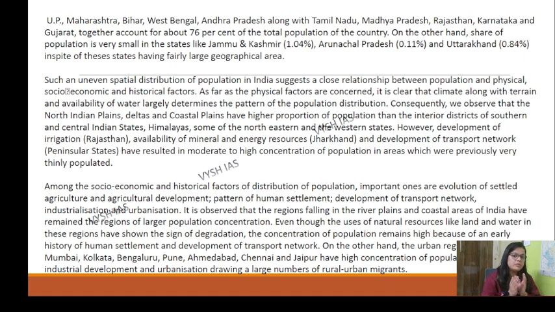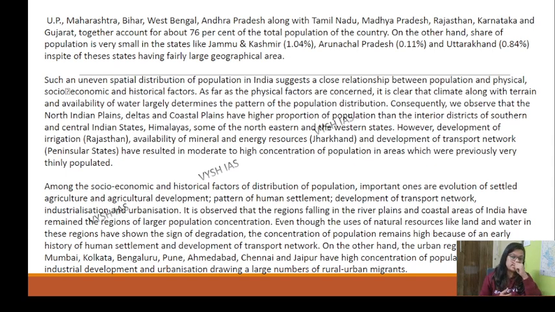when we talk about uneven distribution, you will come to know that UP, Maharashtra, Bihar, West Bengal, Andhra Pradesh, along with Tamil Nadu, Madhya Pradesh, Rajasthan, Karnataka, Gujarat, these 10 to 11 states account for about 76%. This shows how uneven this is. On the other hand, the share of population is very small in states like Jammu and Kashmir, only 1%, Arunachal Pradesh, not even 1%, Uttarakhand, not even 1%, 0.84, in spite of these states having a fairly large geographical area. So getting my point, what I am trying to say: large area, less population. Less area, large population. So this is the uneven distribution of population in India.